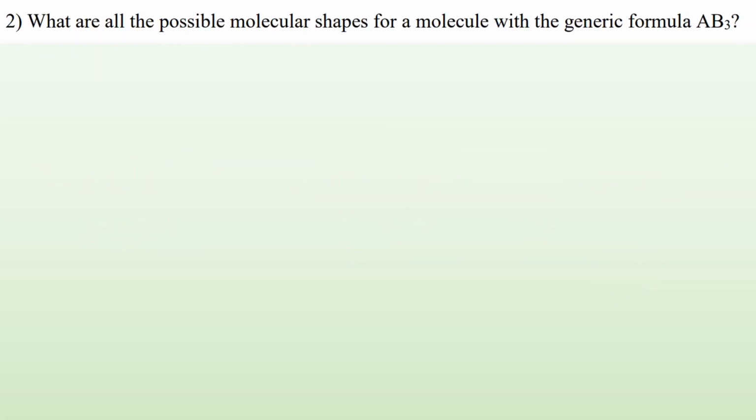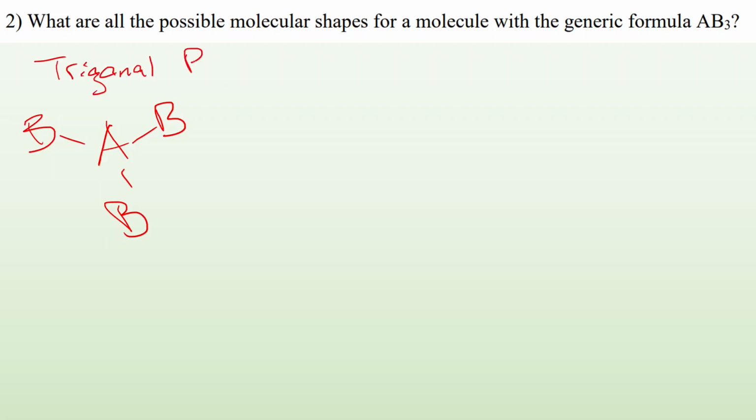Number two, what are the possible molecular shapes for a molecule with the generic formula AB3? Let's start with AB3 with no lone pairs of electrons. If we have this shape, the molecular shape would be trigonal planar. It's going to be flat, right? That's what planar is telling us. Or, well, what if we have a lone pair of electrons on that central atom? The electronic geometry would have been tetrahedral, but because we had this lone pair of electrons, it's now trigonal pyramidal.